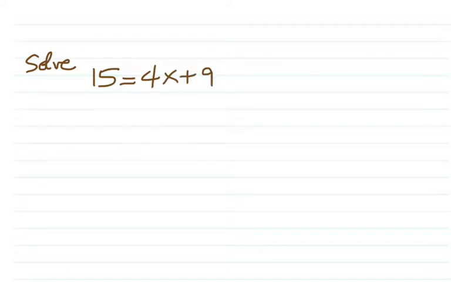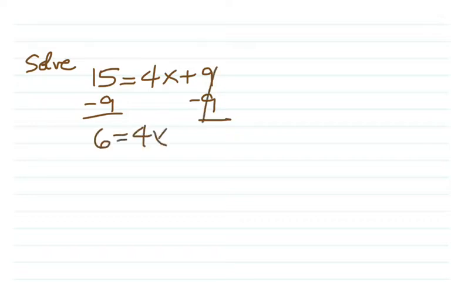One last example on these. This time we've got the variable on the right. We're going to subtract 9, breaking that bond of addition. So we end up with 6 equals 4x. We're going to divide both sides by 4.